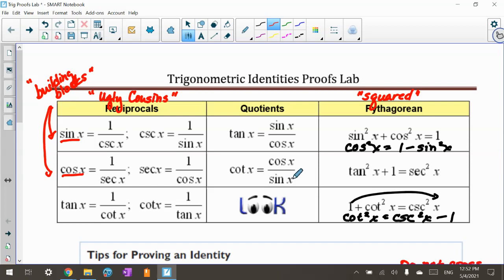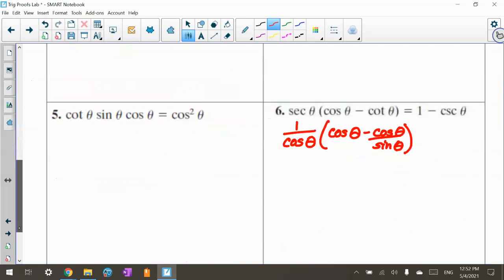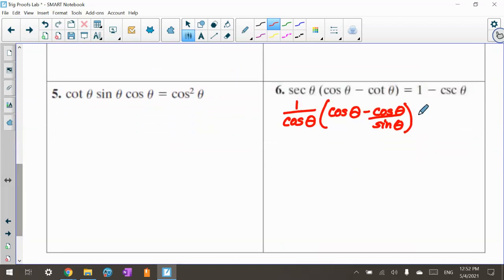Cotangent is cosine over sine, tangent is sine over cosine, okay? So we're going back down, sorry to do that. And that's going to equal 1 minus cosecant theta. So I'm just going to keep writing the right until I get the left to match. Now I'm going to distribute and put that over 1, if you will.